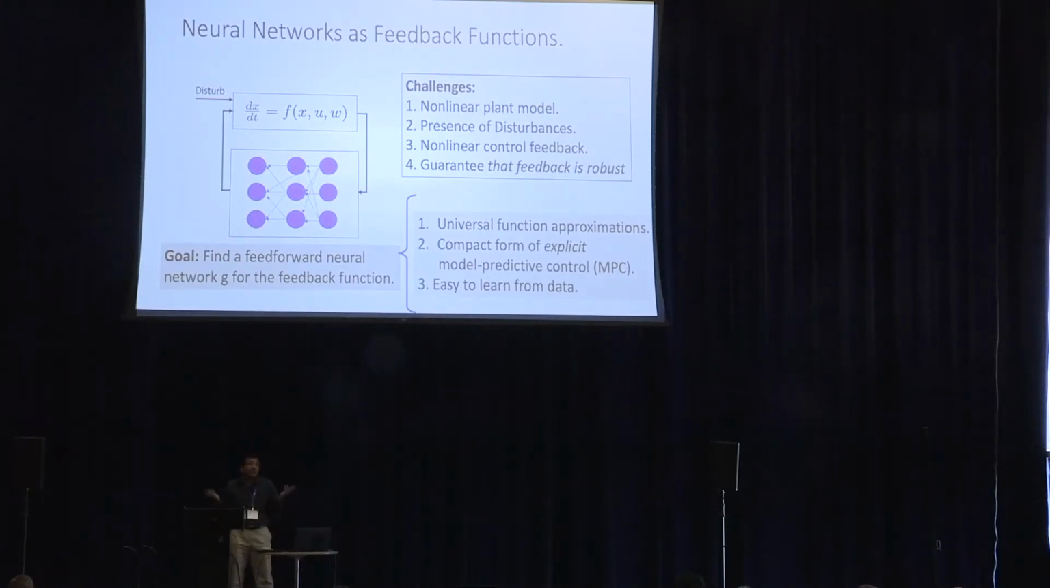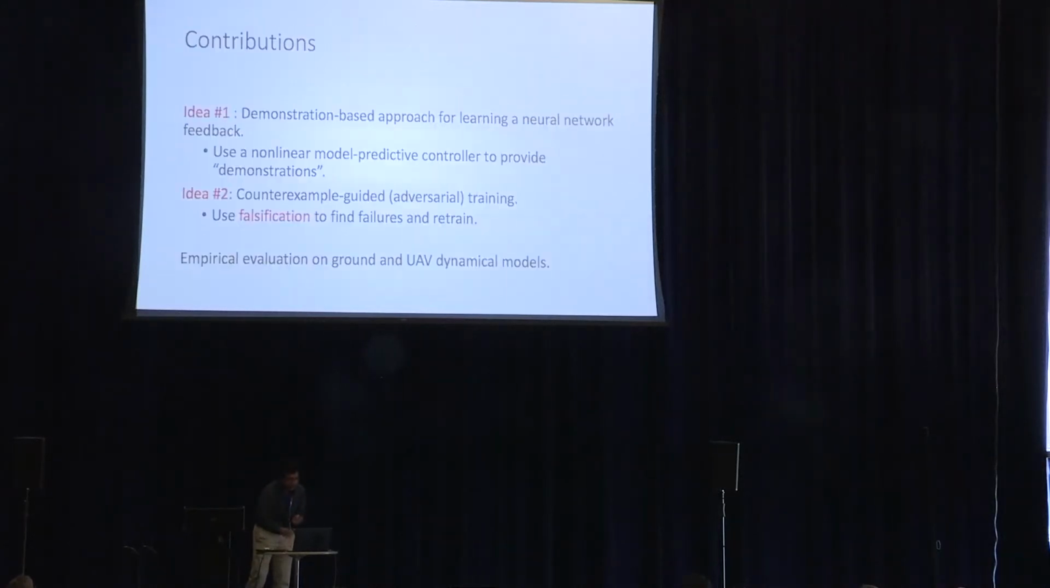And finally, neural networks are easy to learn if you have the data. But the challenge here is, how do we learn a neural network that guarantees this kind of robustness? All right. So basically, there are two ideas in this paper. The first idea is we are going to use a demonstrator to provide us the data from which we are going to train this neural network.